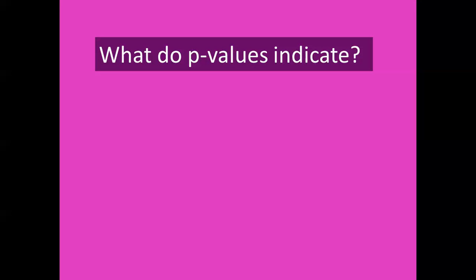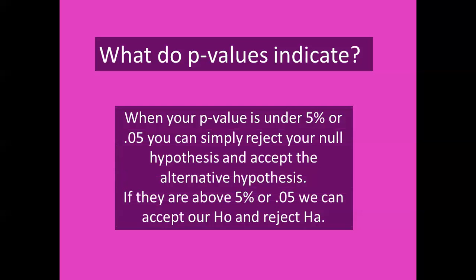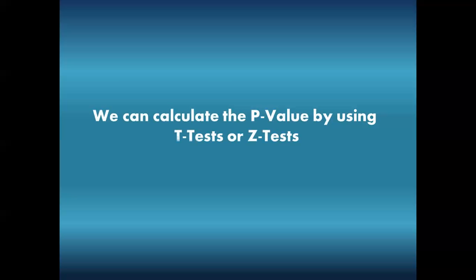What do p-values indicate? When your p-value is under 5% or 0.05, you can simply reject your null hypothesis and accept the alternative hypothesis. If it is above 5% or 0.05, we accept our H0 and reject HA. So we can calculate the p-value by using t-tests or z-tests.